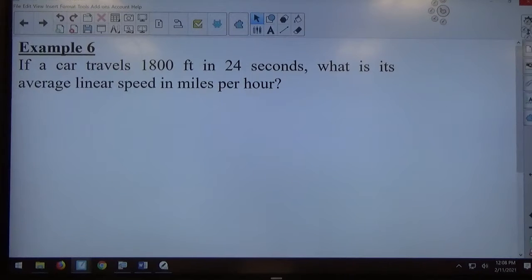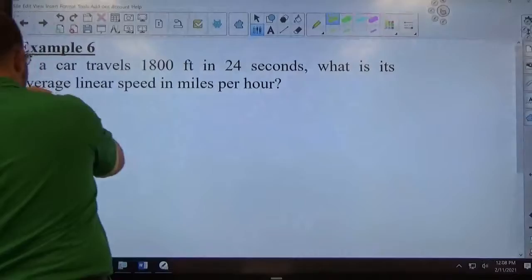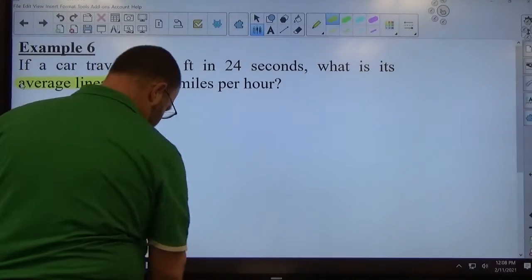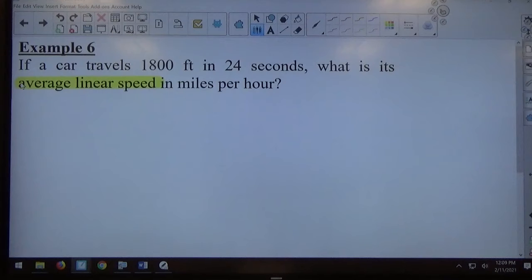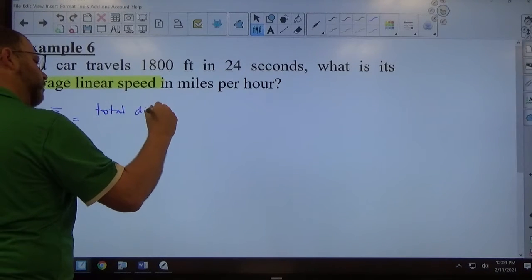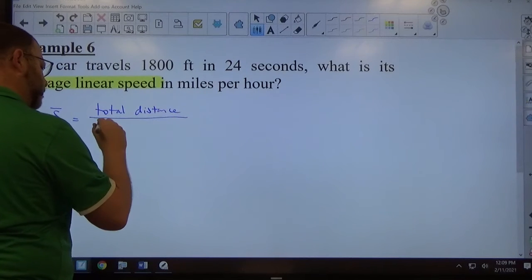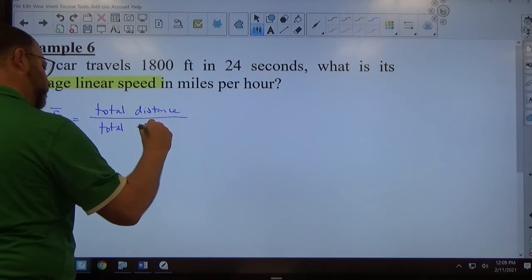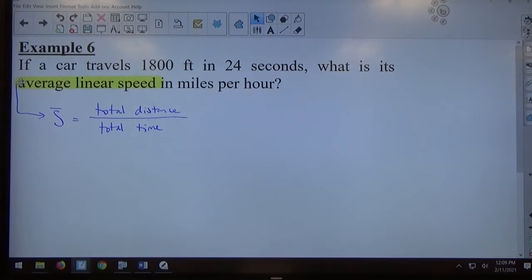Example 6: if a car travels 1,800 feet in 24 seconds, what's its average linear speed in miles per hour? Okay, so let's take a look at the words average linear speed. Linear speed just means speed in a straight line. And average linear speed, let's put S bar to represent it. You take how far you went, divide by how long it took, that's your average linear speed.